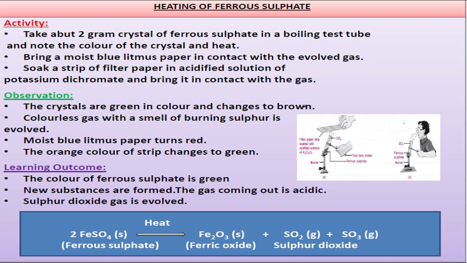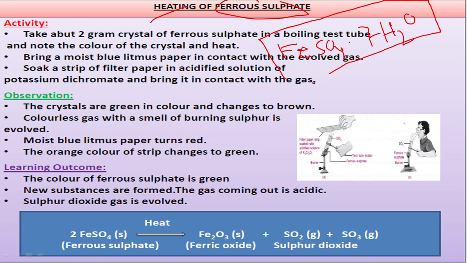Let's move further. One more reaction is there, that is heating of ferrous sulfate. So what is the formula of ferrous sulfate? Here, whatever the salt we are taking, the formula is FeSO4.7H2O. It is called ferrous sulfate heptahydrate, FeSO4 dot 7 molecules of water. Hepta means 7. Heptahydrate. So it is a hydrated ferrous sulfate we can consider.